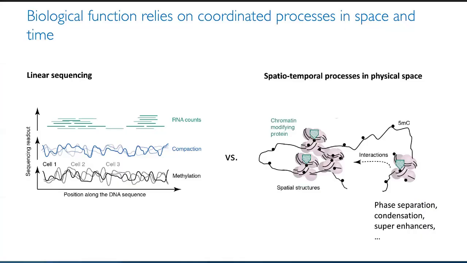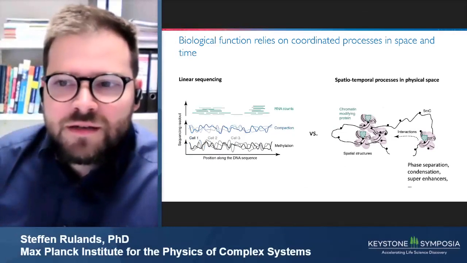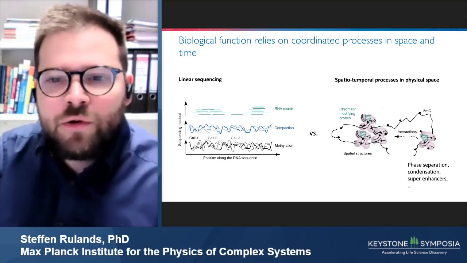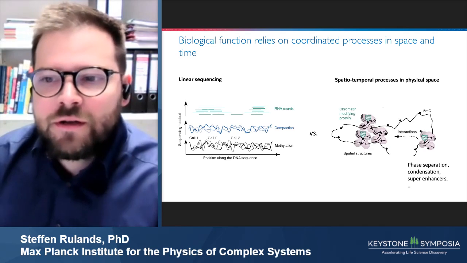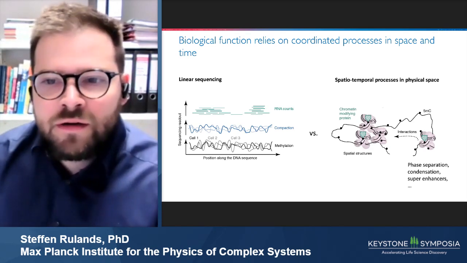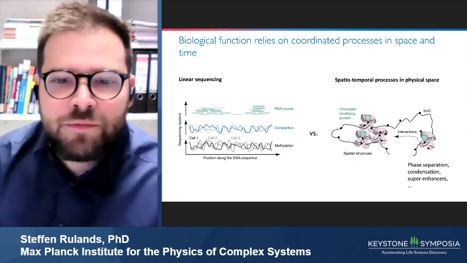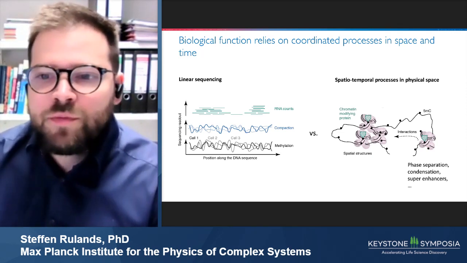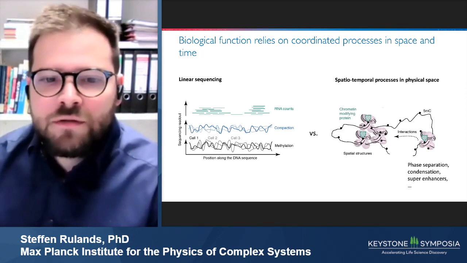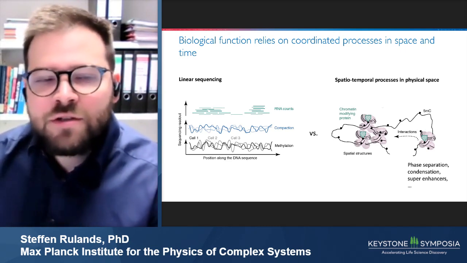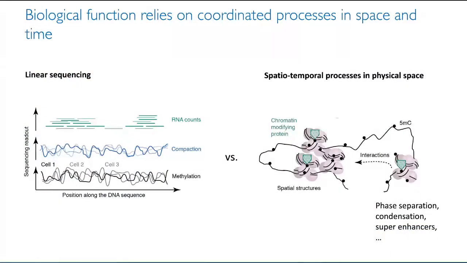In recent years, we've seen breakthroughs in single-cell genomics that allow probing detailed molecular states of cells along the linear DNA sequence. As we know, biological function relies, however, on where these molecules are located in the physical space of the nucleus and how these molecules work together on the cellular scale, such as in phase separation phenomena or in super. In this talk, I will show how such spatial temporal processes can be inferred from single-cell sequencing experiments.